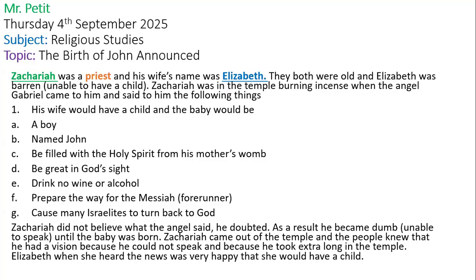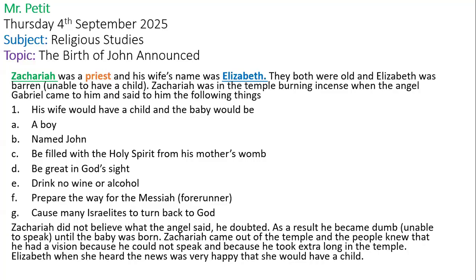Zachariah was in shock. He's like, what? So he doubted, and because of that, he had to bear the consequences, and he was not able to speak until the baby was born. But once the baby was born, he was able to speak again. And Zachariah and his wife had their first child. Okay. So that's basically the story of the birth of John.